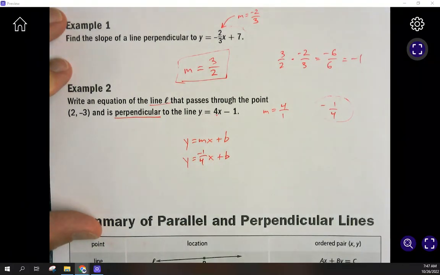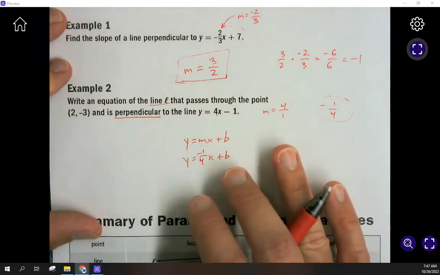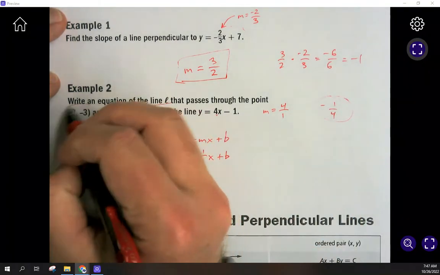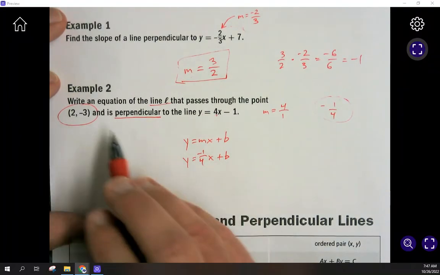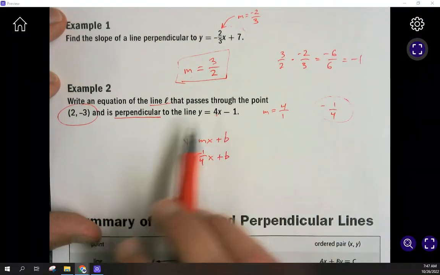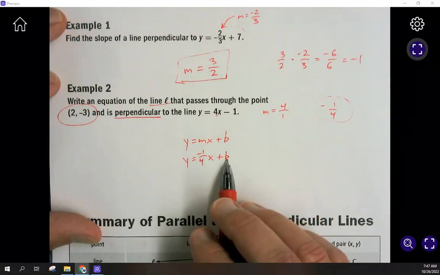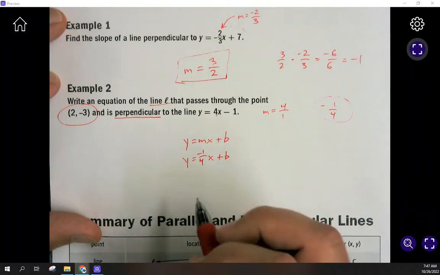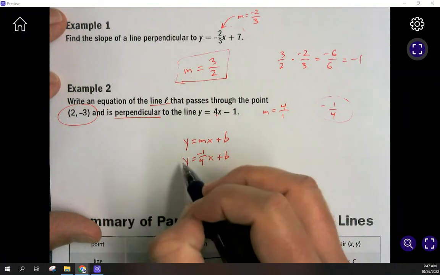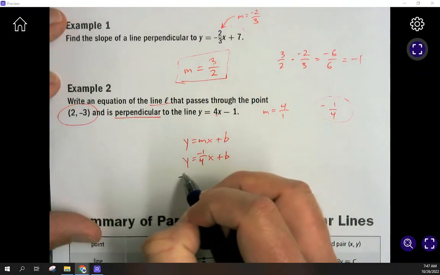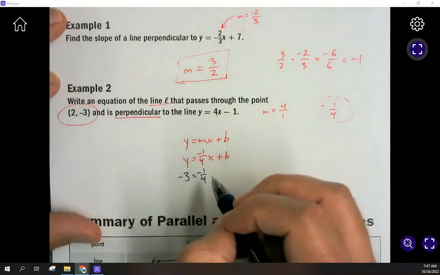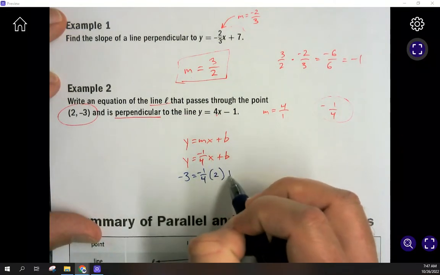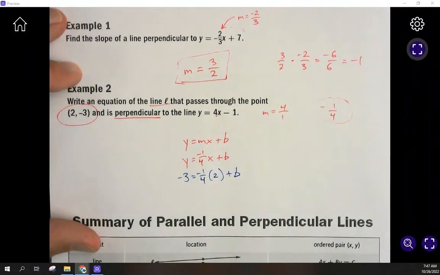And we can't leave it like this. We got to finish off the equation. If it's going to go through (2, -3), we can substitute in those values for x and for y, and then write our new equation once we know what the intercept is. So let's go ahead and plug in. The y value is -3. The x value is 2. And we're going to go ahead and find out what b is.